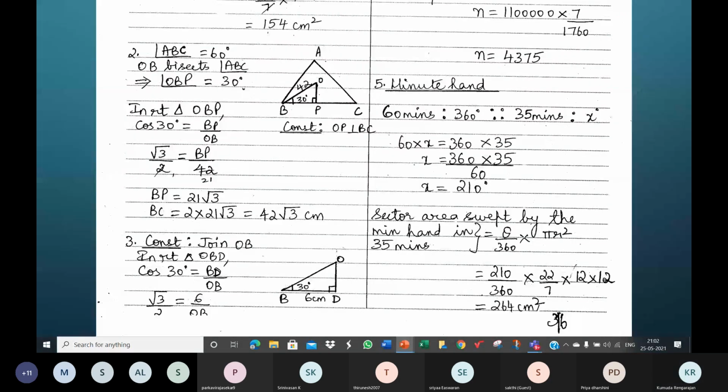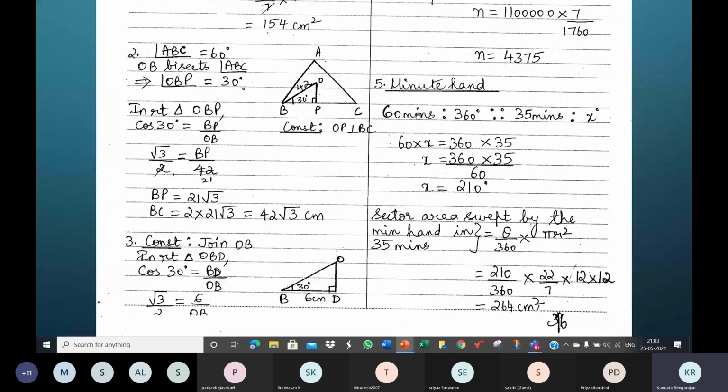4375. So that's about the fourth one. And this one, children, you can also use a proportion. I don't think I've mentioned this in the class. You can also use this proportion. See how you understand?